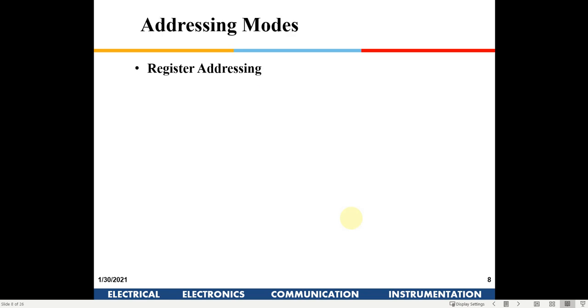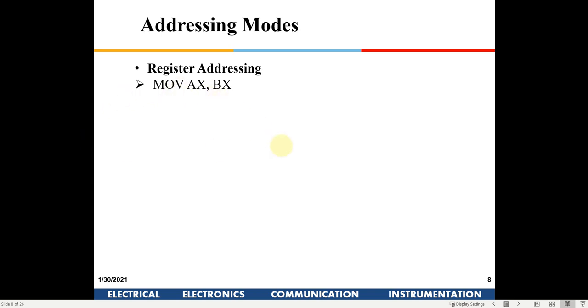Right, now coming to the addressing modes, I had listed out a few of the addressing modes in the 2-3 slides before. Now we are going to take up the first one, which is register addressing. Okay, in register addressing, the syntax, this is an example, move AX.